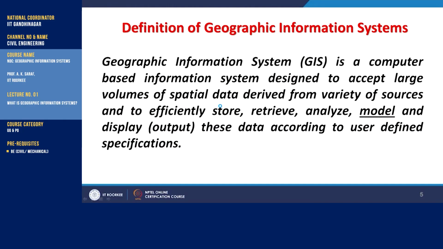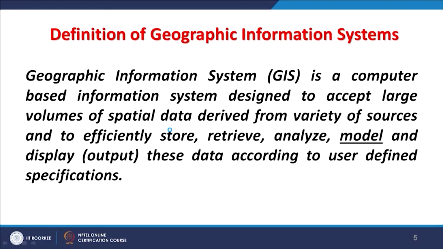And the next word is model, which I have underlined. The ultimate aim of GIS is to model things and use them for prediction, and then display that, two water sets or one water set with two scenarios. We have already seen that example. That was nothing but the modeling.